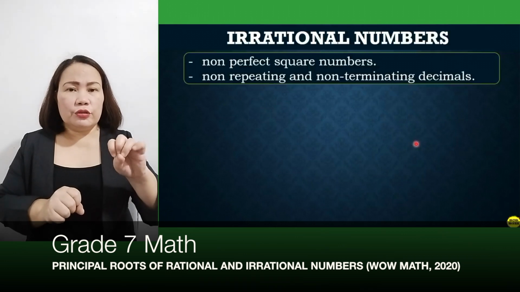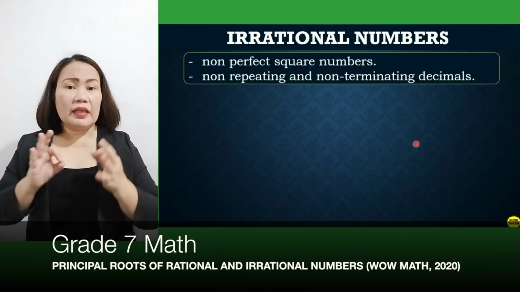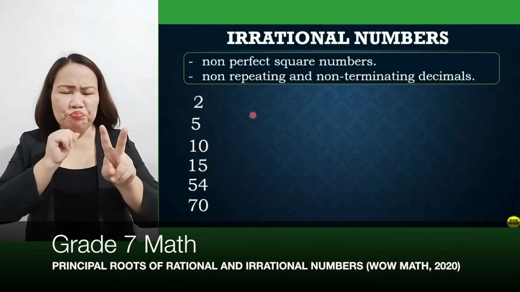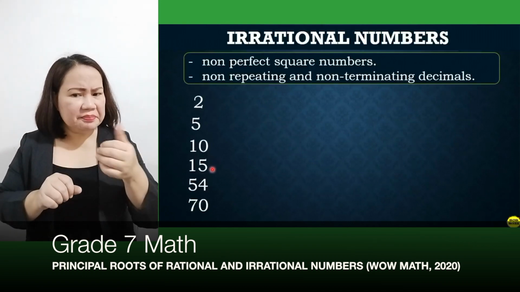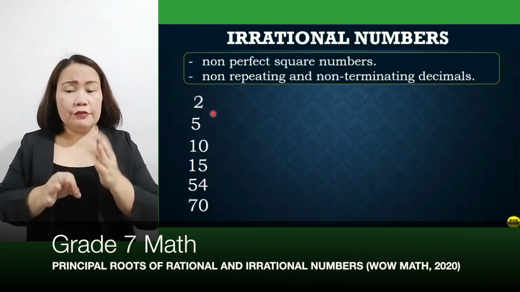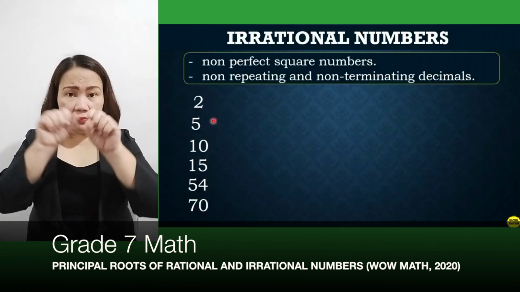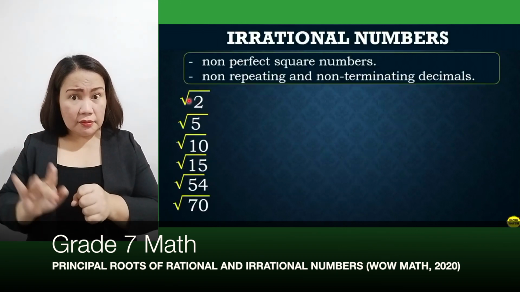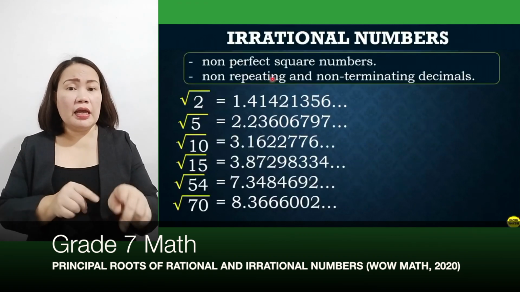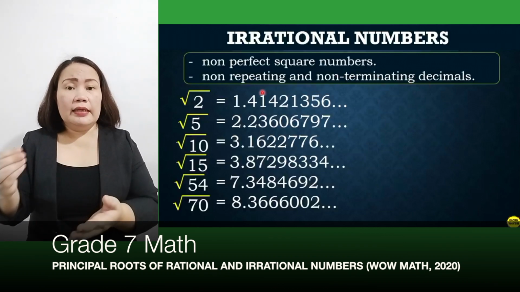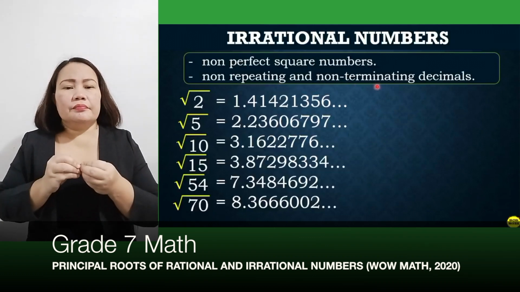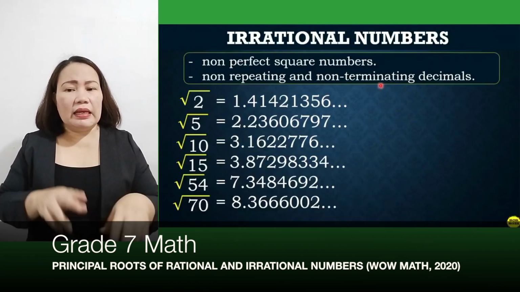Okay. So, when it's the opposite, when your number is not a perfect square, like this, 2 is not a perfect square. Also 5, 10, 15, 54, 70. These are just examples, okay? So, when your numbers are not perfect squares, and we take their square root, the result is non-repeating and non-terminating. It neither repeats nor terminates.